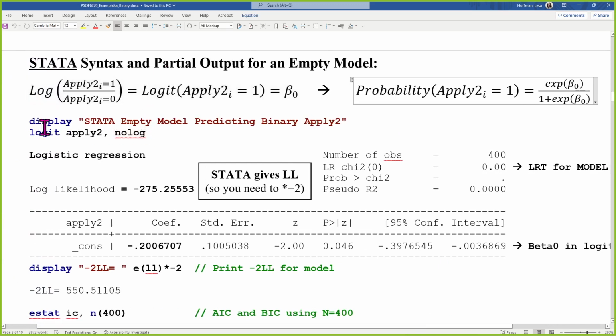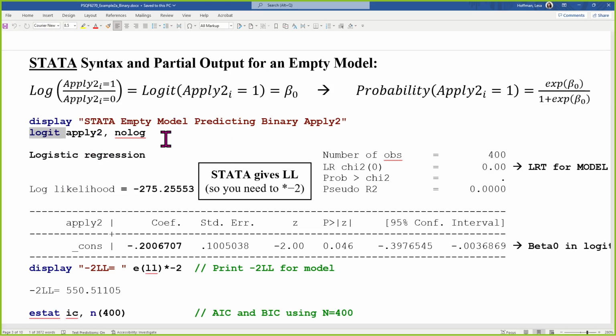So here's Stata code first and then R code second. Logit is the command that I'm using in Stata. That command is only for binary outcomes. So in Stata, there's separate routines for different types of models. So this means a logistic regression with a logit link and a Bernoulli conditional distribution. That's what we've ordered here. Apply to is the outcome. Comma separates out the options, and no log means don't print the iteration history, so it cleans up the output just a little bit.